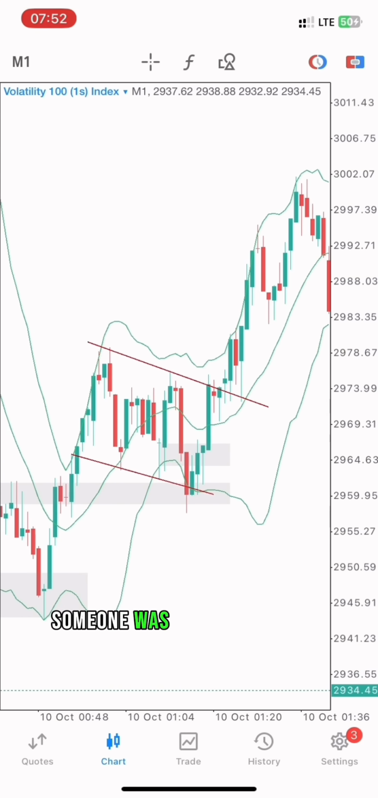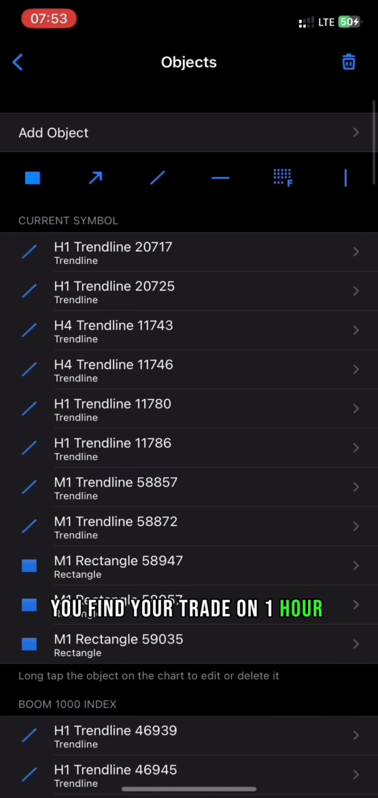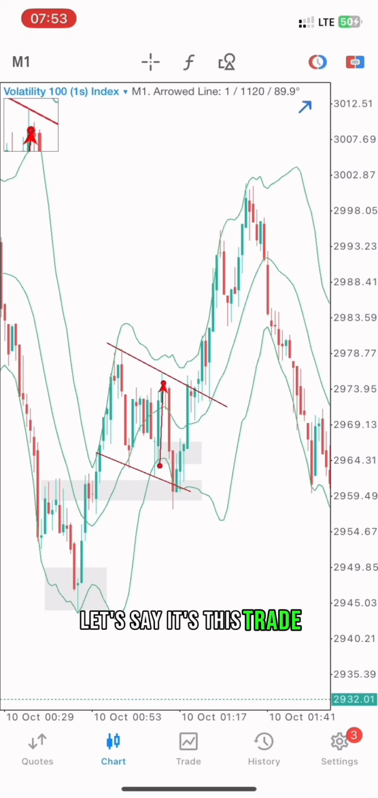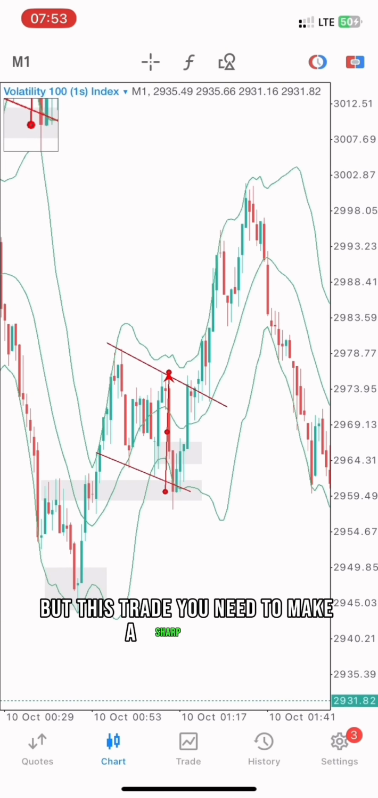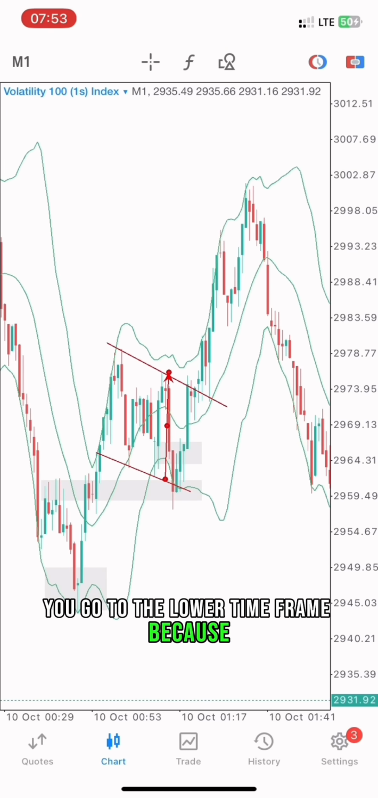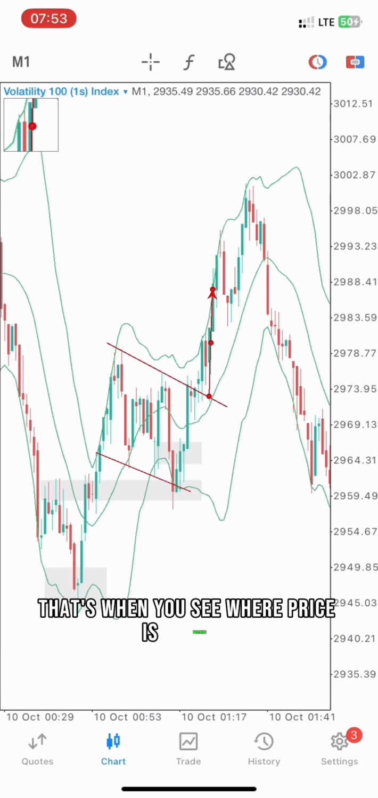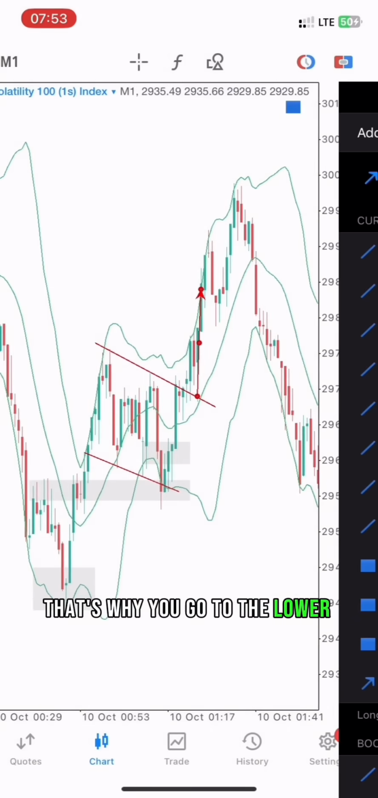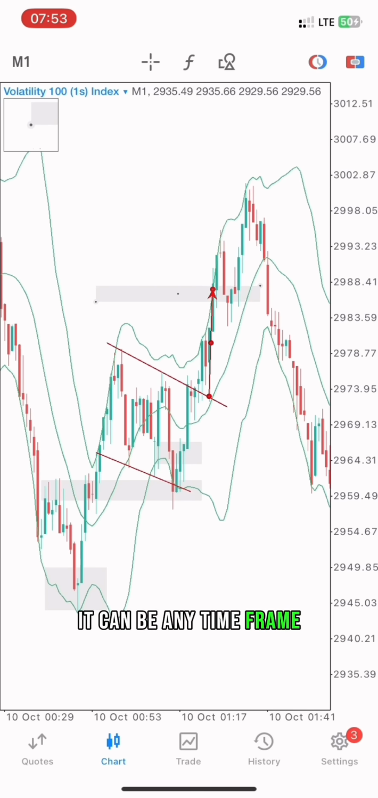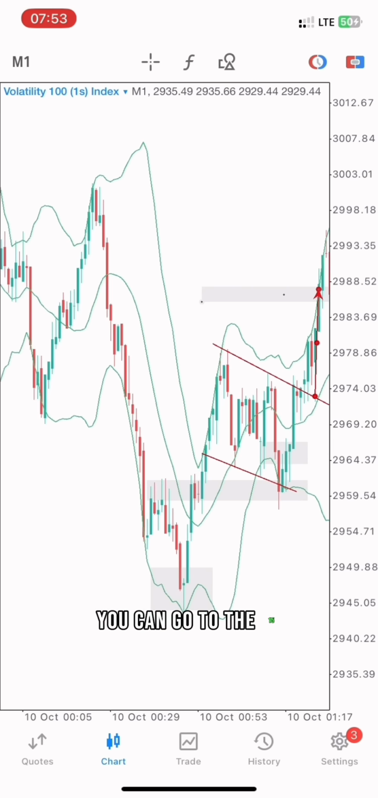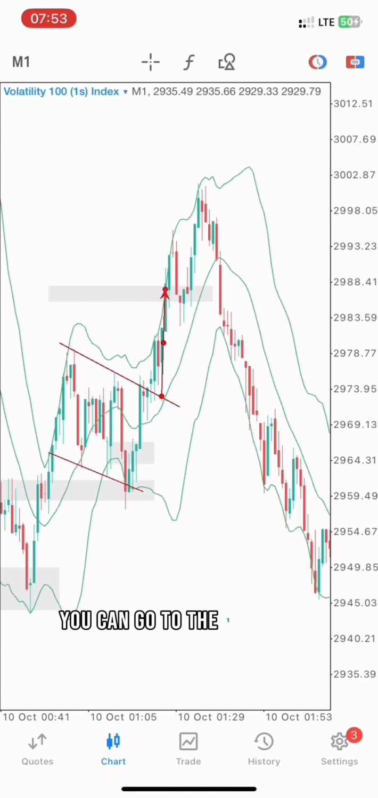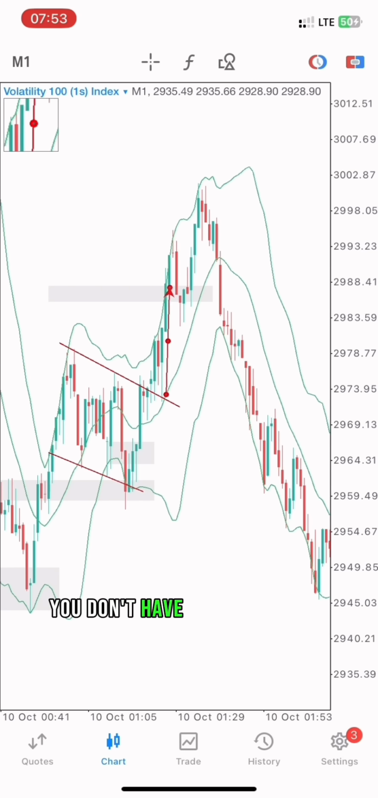Someone was confused and he was like, why are you trading all of the time frames? I'm confused. Okay, what you do is that you find your trade on the 1 hour time frame. Let's say it's this trade, but this trade you need to make a sharp entry. You go to the lower time frame because that's when you see where price is forming. It can be any time frame. If you're trading the 1 hour, you can go to the 15, you can go to the 5, you can go to the 1. It's okay. You don't have to be confused.